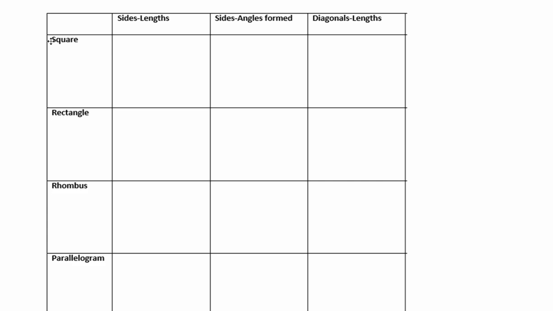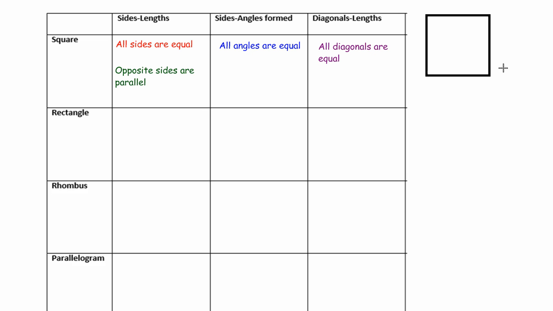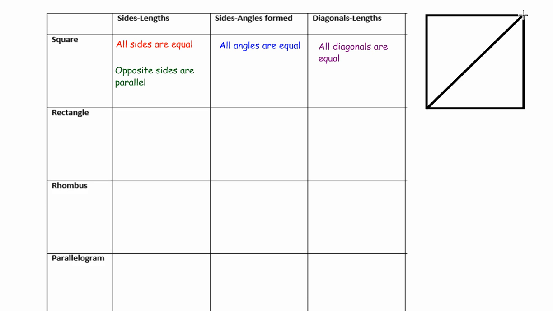First thing I want to do is talk about a square. Remember now, a square is a very special quadrilateral. All its sides are equal, and all the opposite sides are parallel, as well as all our angles being equal. And the diagonals are also equal. Now, a diagonal on a square is a line that goes from a corner to a corner.